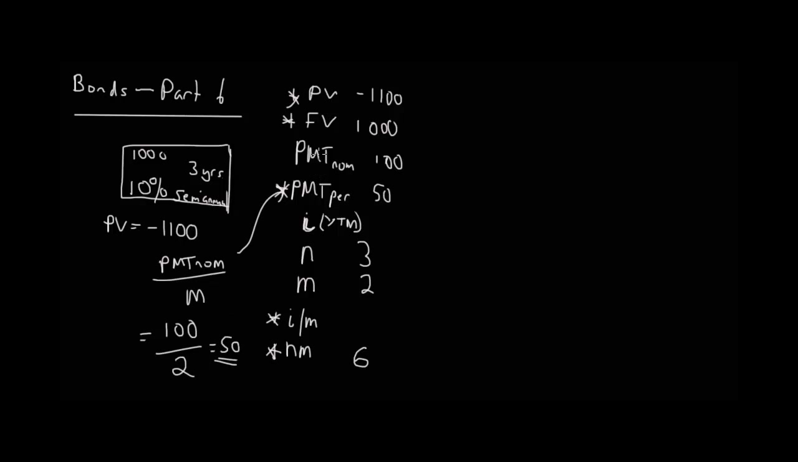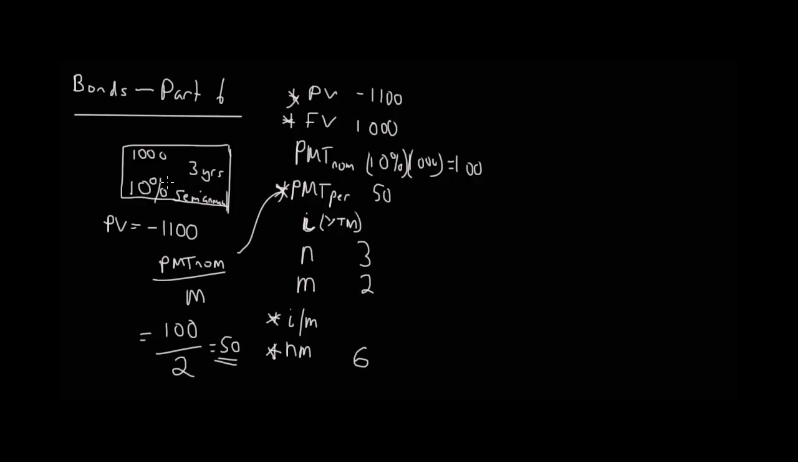Now let's have a think. PMT nom was important because information was given to us about the bond in a nominal way. But once we had already discovered that, just for the sake of accuracy here, let's do 10% on 1,000, and that equals 100. And all you need to do is divide 100 by M, which is 2, and that takes us to 50.